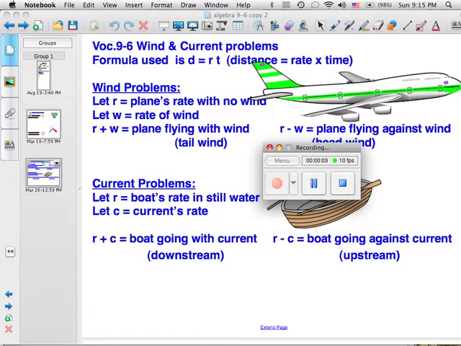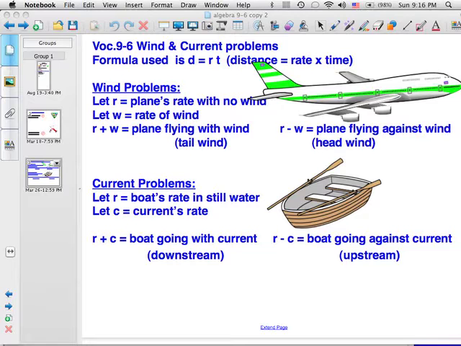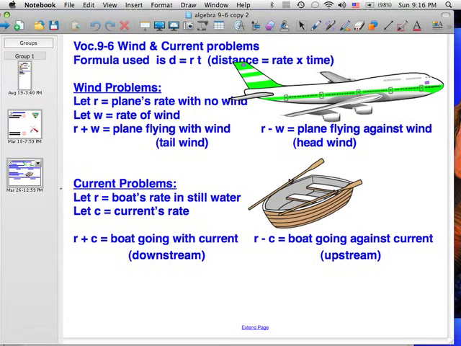We're on chapter 9, section 6. We're going to be working with word problems that involve wind and current, and we're going to be using a system of equations. In both cases, we're going to use the formula distance equals rate times time. In the wind problems, we're going to let R stand for the plane's rate with no wind. W stands for the rate of the wind.